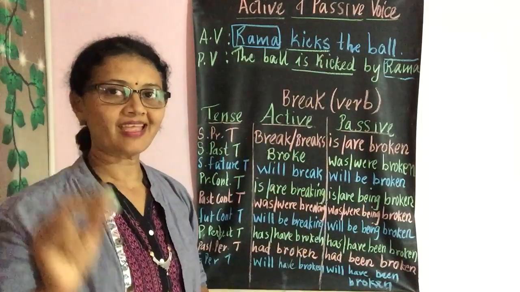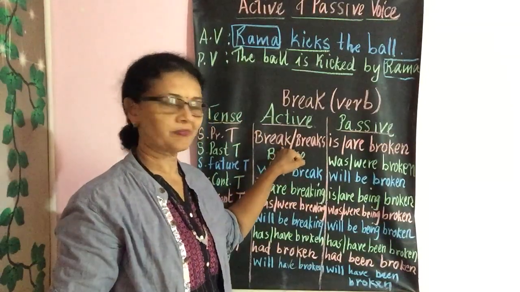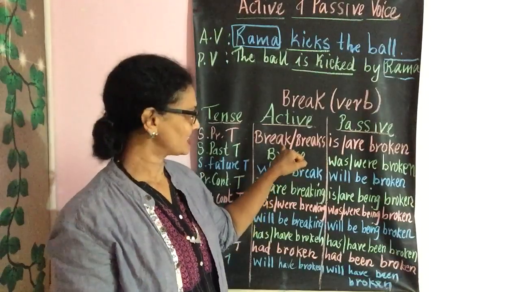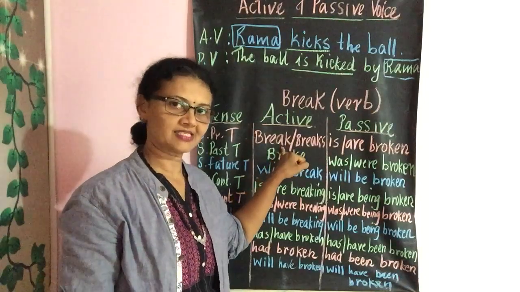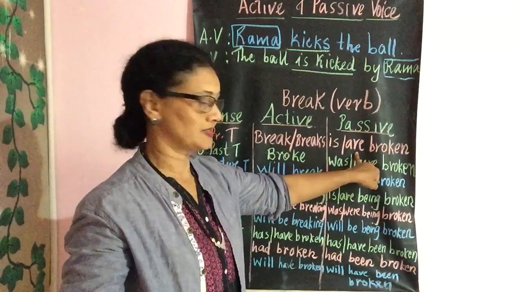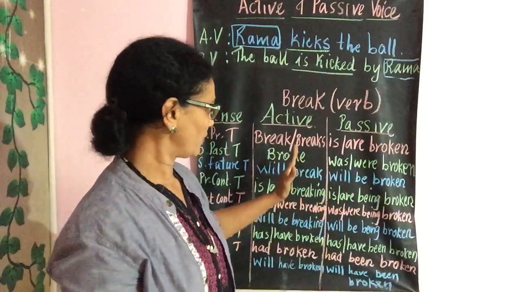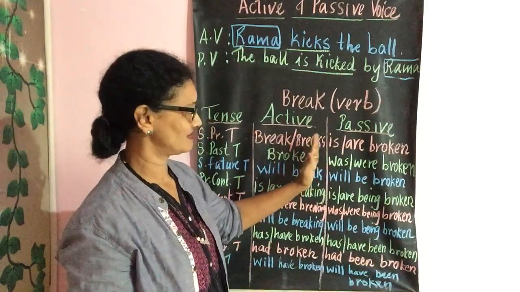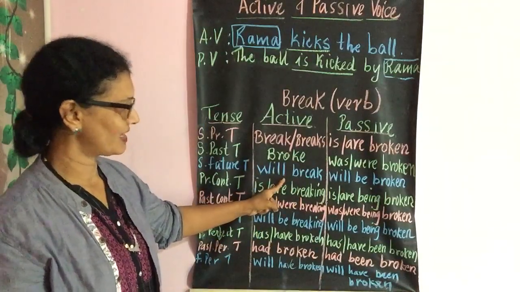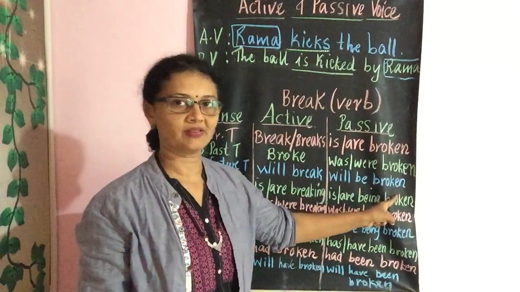You have to keep one thing in mind. If you want to speak in the present tense, active will be Sheila breaks the glass and passive will be the glass is broken by Sheila. That is how you have to do. Past tense, future tense, will break, will change to will be broken.